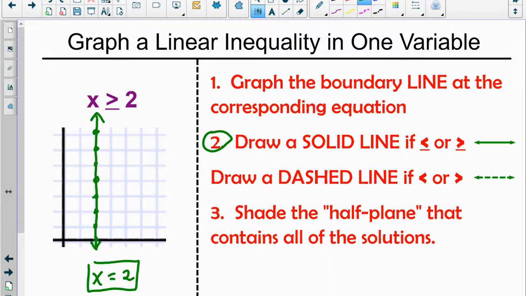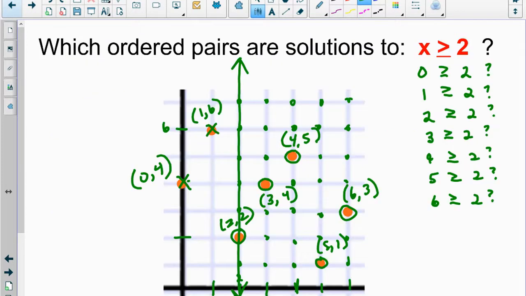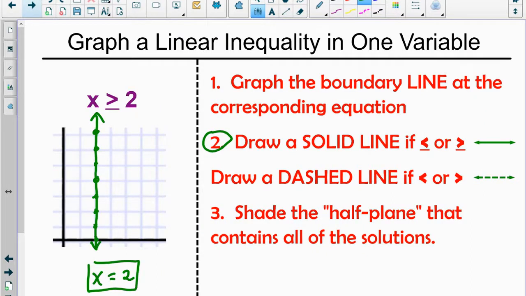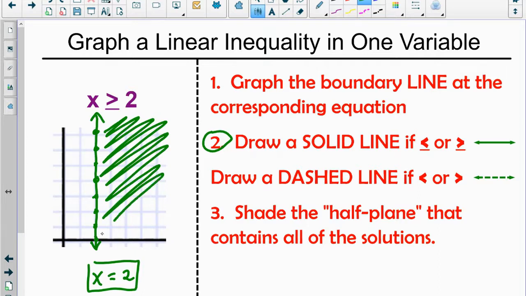Now, step 3 tells us to shade the half plane that contains all of the solutions. You remember over here, we showed that all of the solutions are these ordered pairs that have x-coordinates bigger than 2. Basically, anything to the right of the boundary line. And just like our inequality in one variable, anything to the right of this boundary line is going to represent a solution.